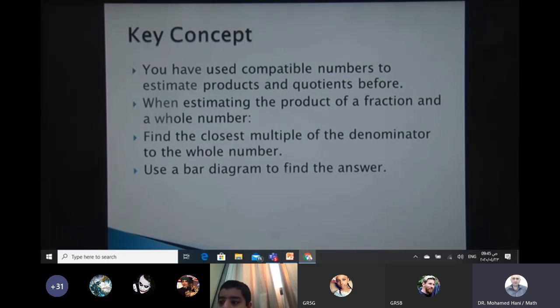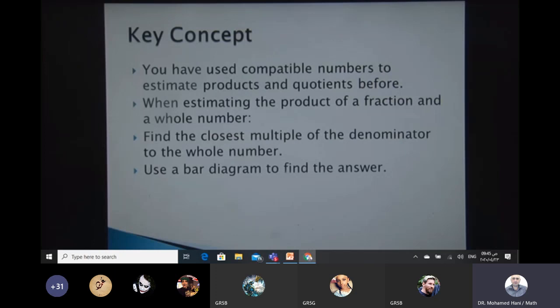Compatible numbers are numbers that really work in my situation, so that I can do the math easily. When estimating the product of a fraction and a whole number, what we're going to do is find the closest multiple of the denominator to the whole number.